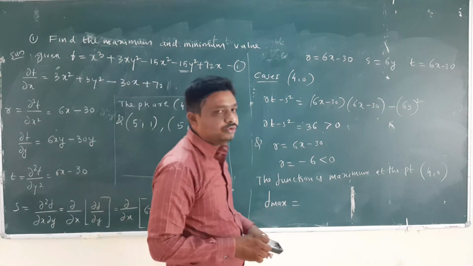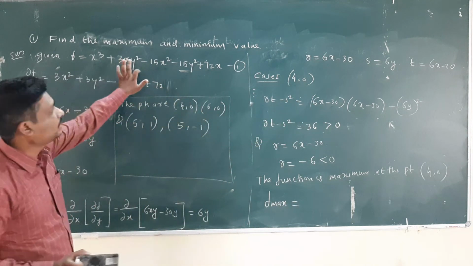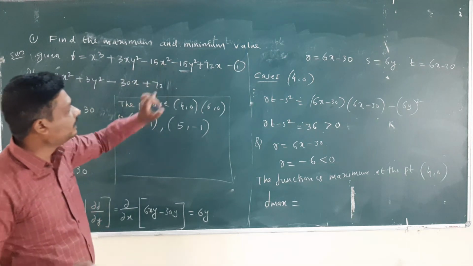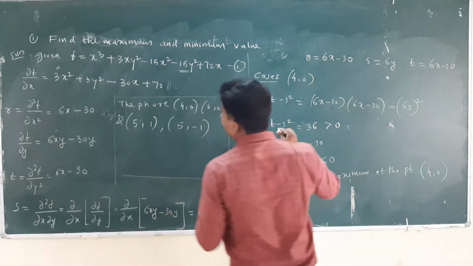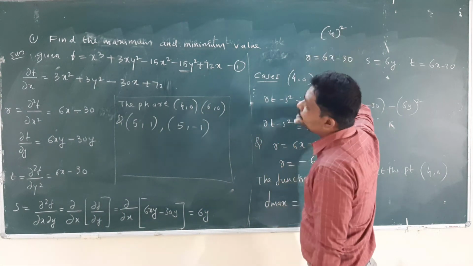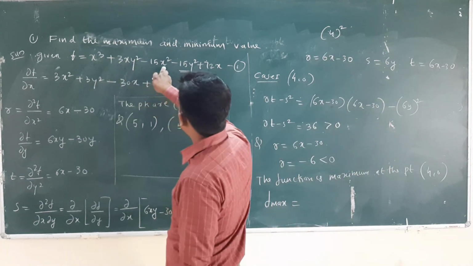For that, what do we have to do? We have to put this (4, 0) in equation number 1. If I put (4, 0) in equation number 1, I will get the maximum value. So here I will do rough work. x cube, that is 4 cube. So y is 0, this becomes 0.